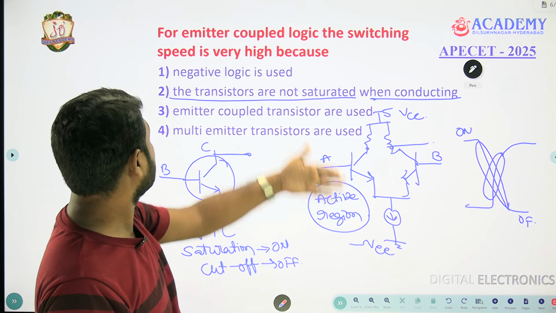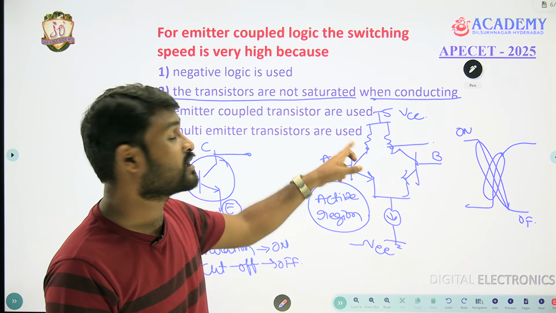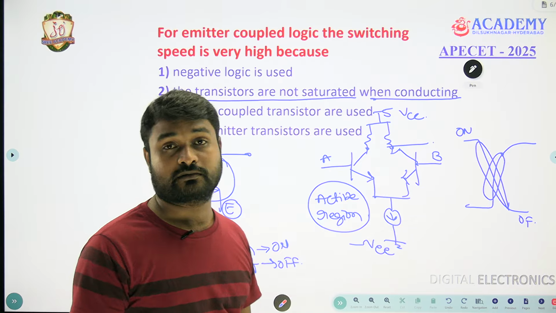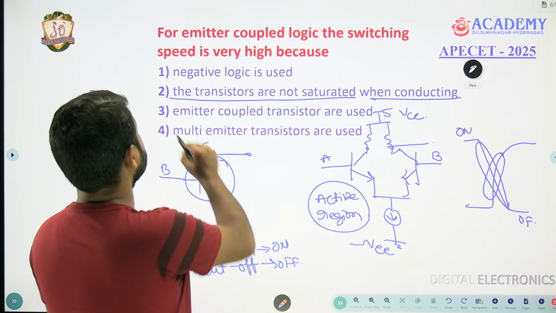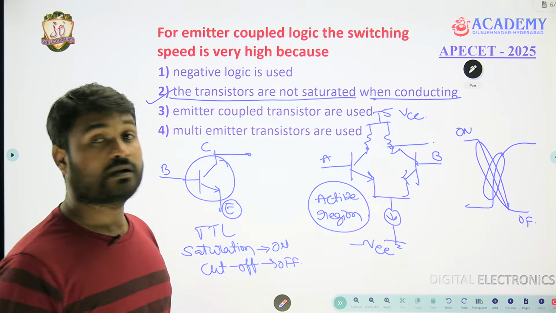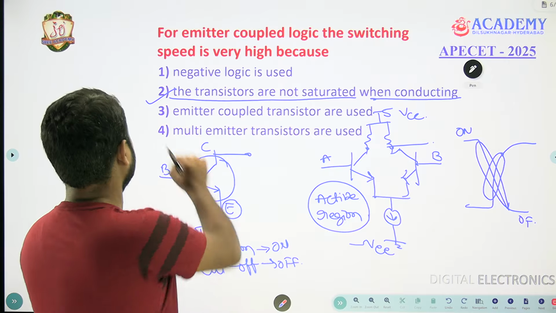Emitter coupled transistors are used, that is already told. Multi-emitter transistors are used? Not required. Multi-emitter is not required, single inputs are also enough. So this is the advantage. Not saturated when conducting. This is the correct answer.